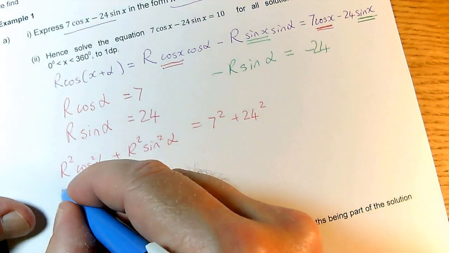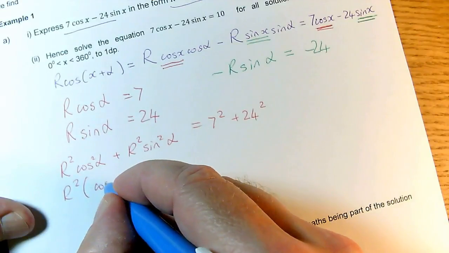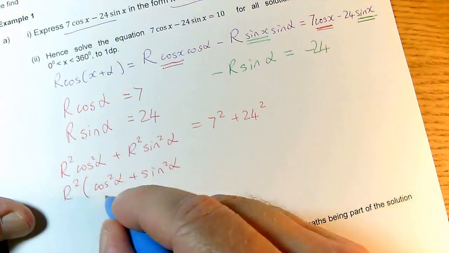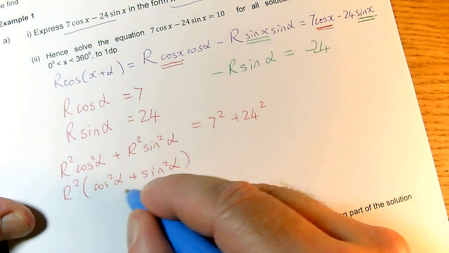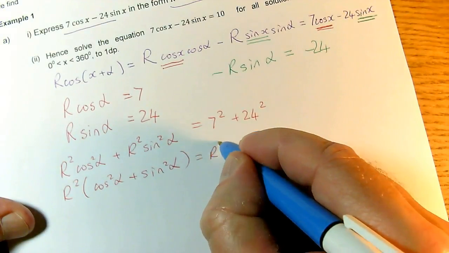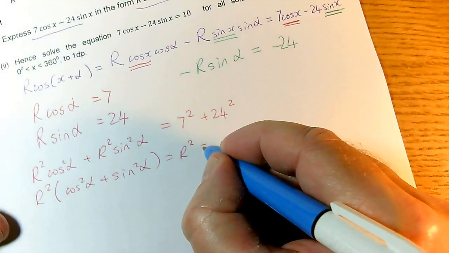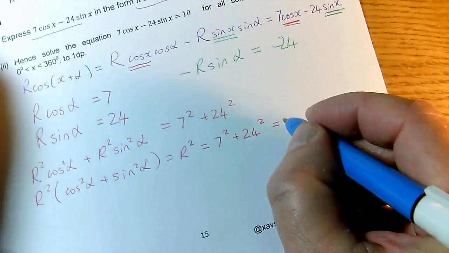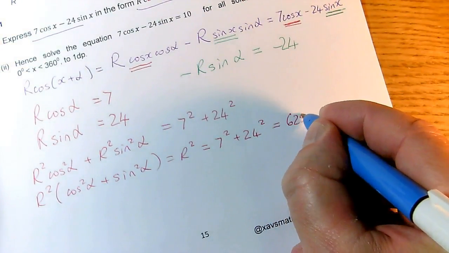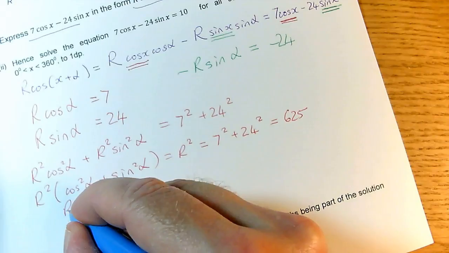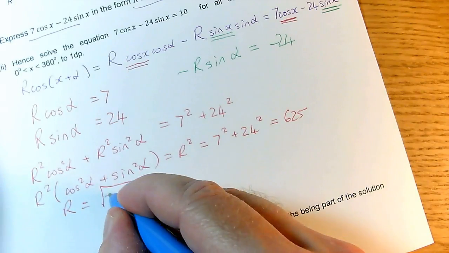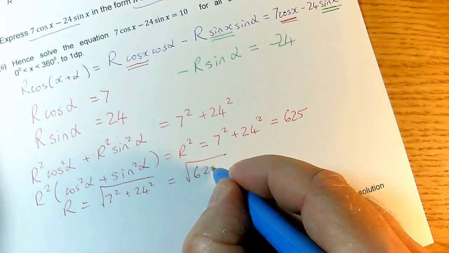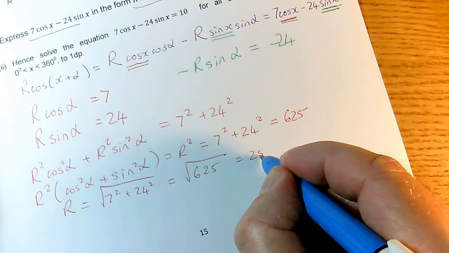And the reason why I've done this is that this is r squared times cos squared of alpha plus sine squared of alpha. And we know that cos squared of any angle plus sine squared of the same angle is just 1. So this is just r squared. And so therefore r squared equals 7 squared plus 24 squared, which your calculator can tell you is 625. Okay, so therefore r is the square root of 7 squared plus 24 squared, which is the square root of 625, which magically is a nice number, 25.